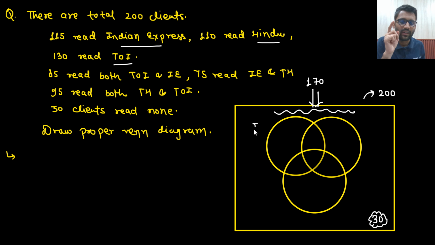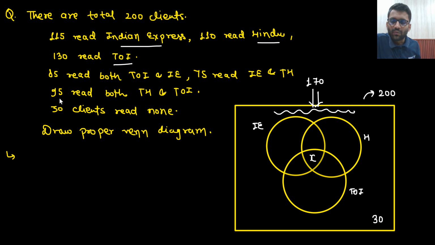I'm going to write only for Indian Express, Times of India and Hindu. So 30 read none; 30 will come here and the rest 170 I will get from here. I am not getting this middle one. Here I do not see which read all. Find the number of people who read all. That is not there, so let's find another common one.